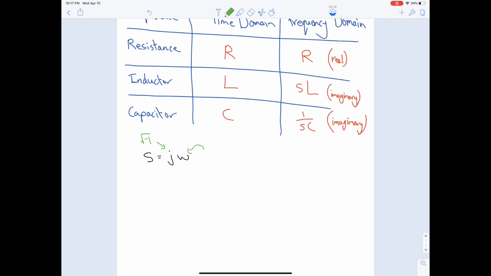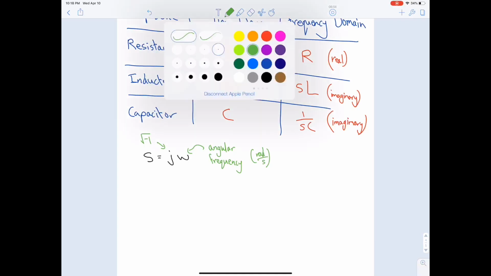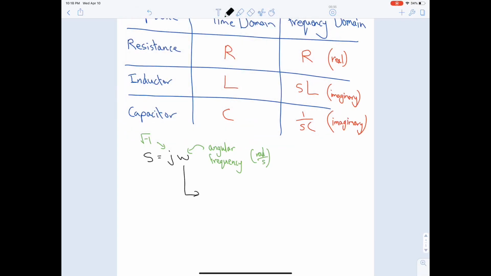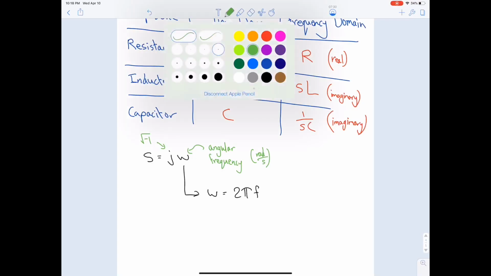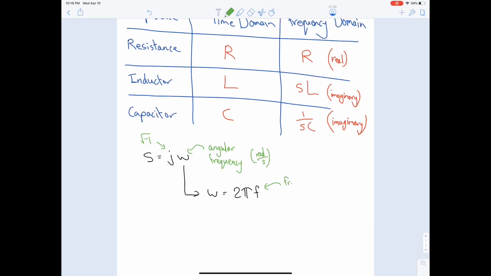ω is the angular frequency, with the unit rad per second. Now, ω is equal to 2πf, where f is the frequency in hertz. I hope it's clear.